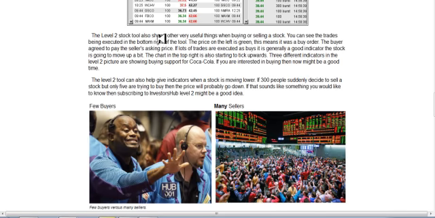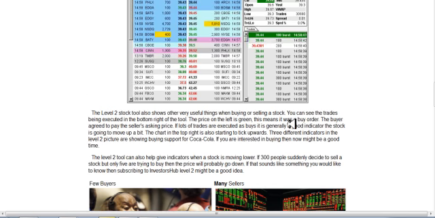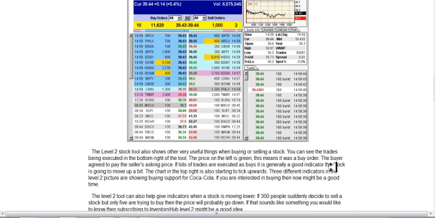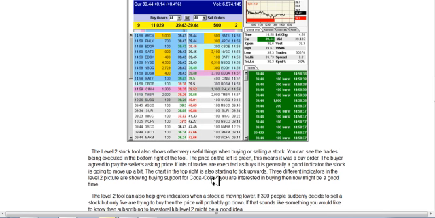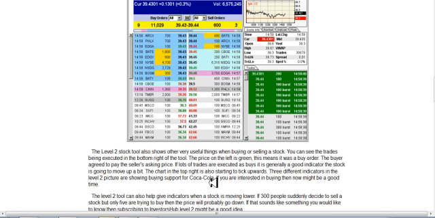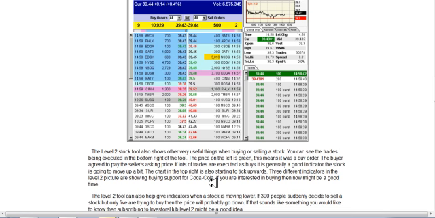Now, the Level 2 tool also shows other very useful things when buying and selling a stock. You can see the trades being executed in the bottom right of the tool. The price on the left is green, which basically means that the buyer agreed to pay the seller's asking price. If lots of trades are executed as buys, it's generally a good indicator the stock is going to move up a bit. The chart in the top right is also starting to tick upward. Three different indicators in the Level 2 picture are showing buying support for Coca-Cola, and if you're interested in buying, then you might know it's a good time to buy.